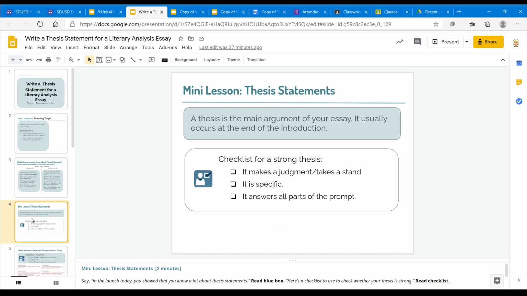Today you showed that you know a lot about thesis statements. A thesis is the main argument of your essay. It usually occurs at the end of the introduction. Here's a checklist to use to check whether your thesis is strong. A strong thesis makes a judgment or takes a stand, is specific, and it answers all parts of the prompt.